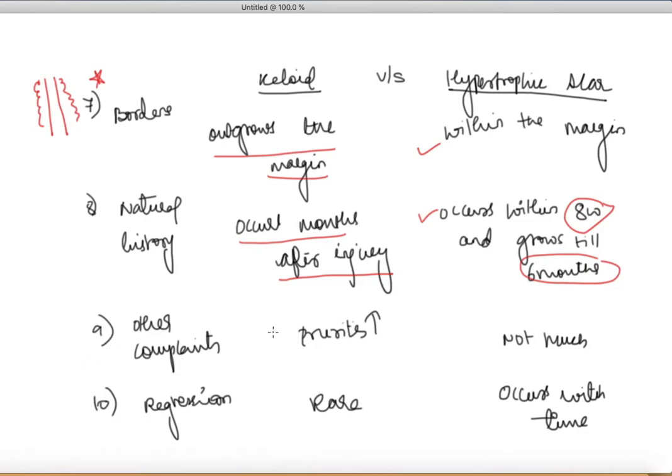And other complaints such as associated pruritus history will be quite significant in keloids. It may be present in hypertrophic scar, but it is not very significant. And regression is pretty rare in keloids, but it occurs with time in hypertrophic scar.